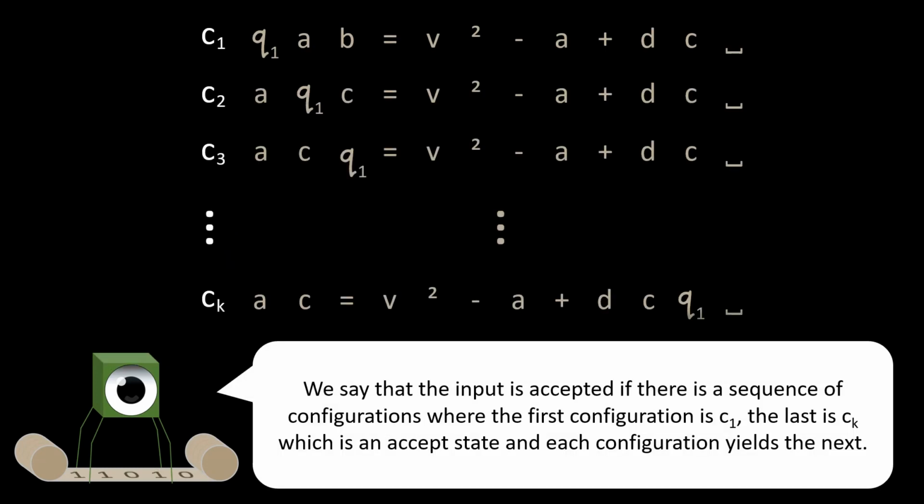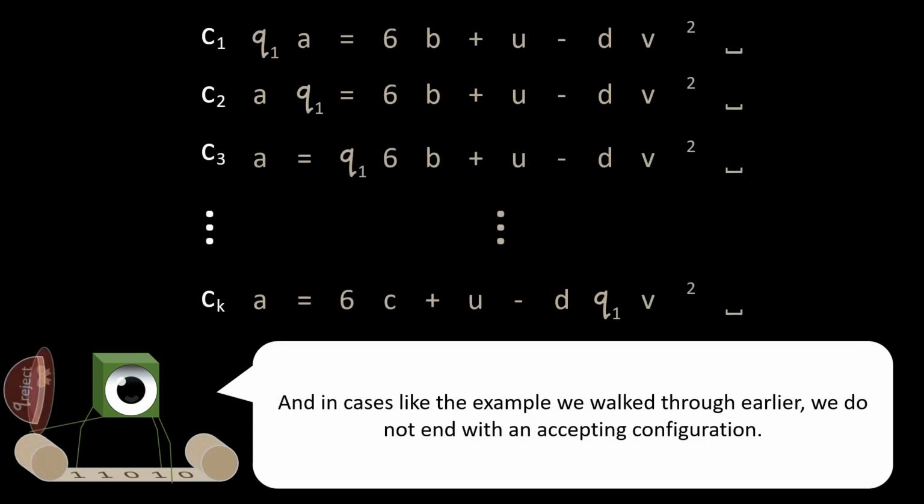We say that the input is accepted if there's a sequence of configurations, where the first configuration is C1, the last is Ck, which is an accept state, and each configuration yields the next. And in cases like the example we walked through earlier, we do not end with an accepting configuration.